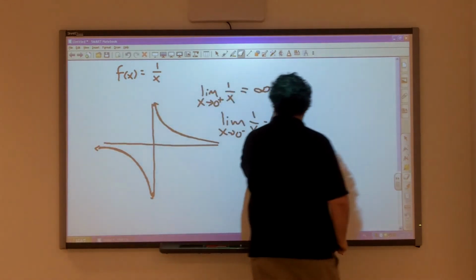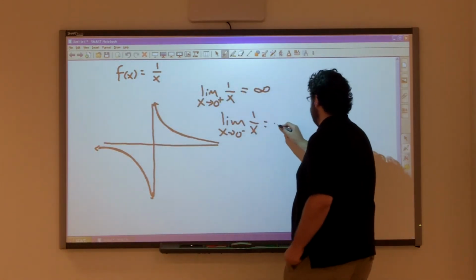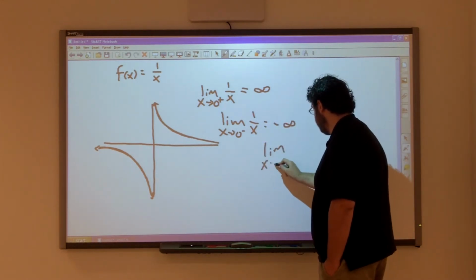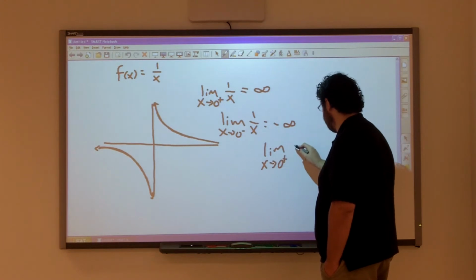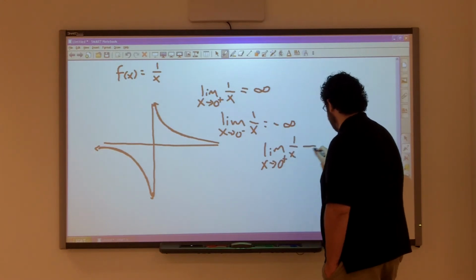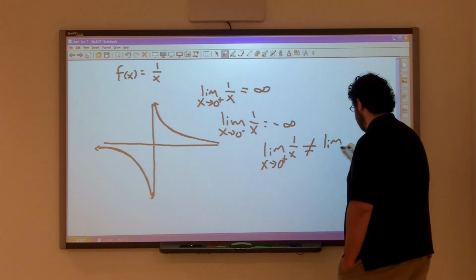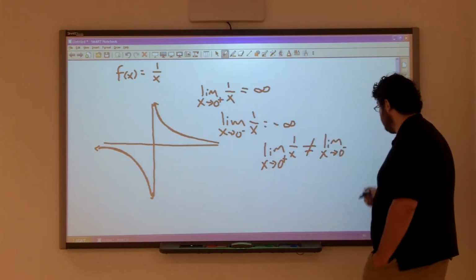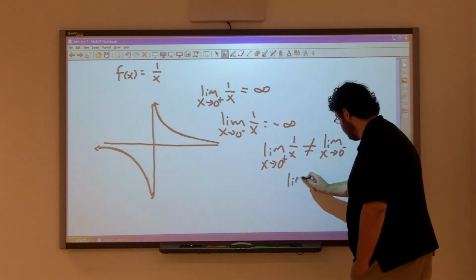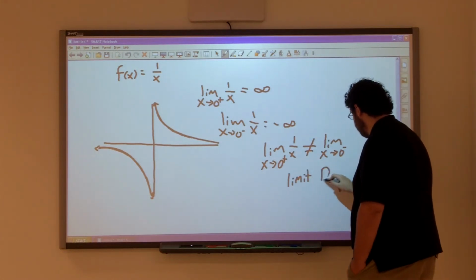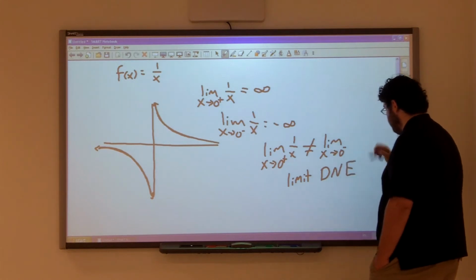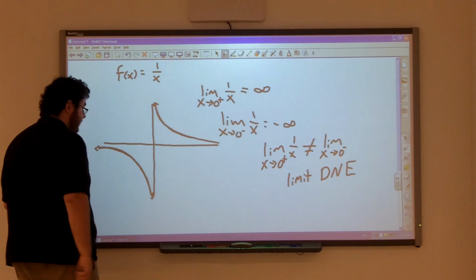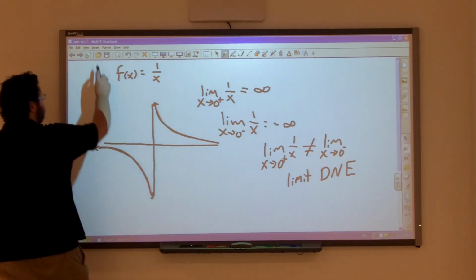So, we don't get the same thing if we go from the left and right. So, we have that the limit as x goes to 0 from the right is not equal to the limit as x goes to 0 from the left. So, we say the limit does not exist. So, for a limit to exist, its limits have to be the same on the left and right.